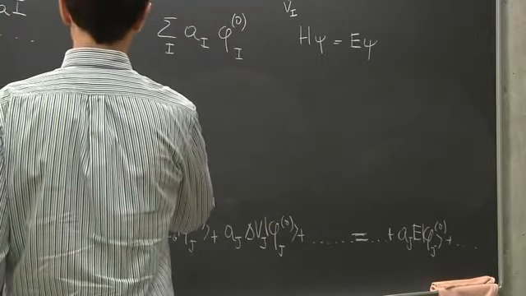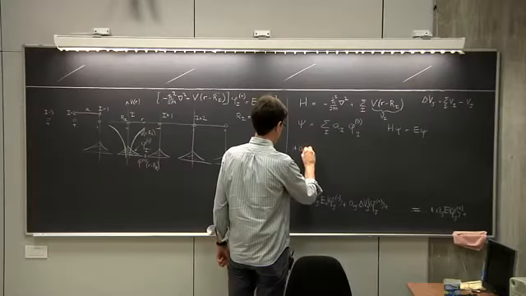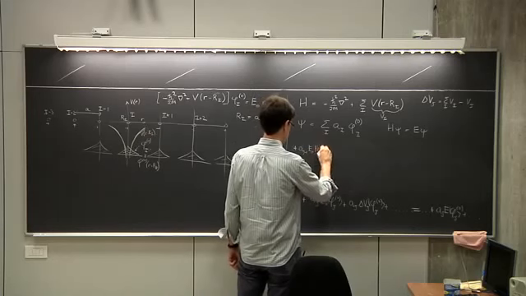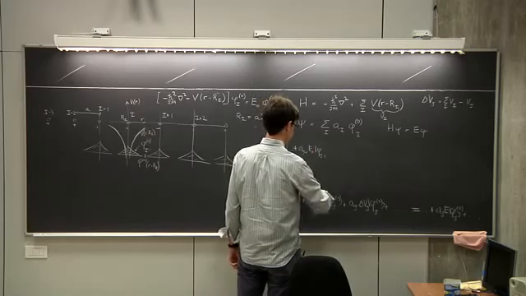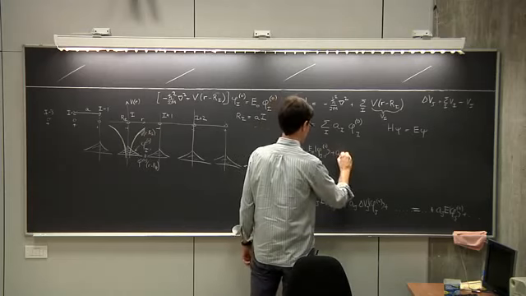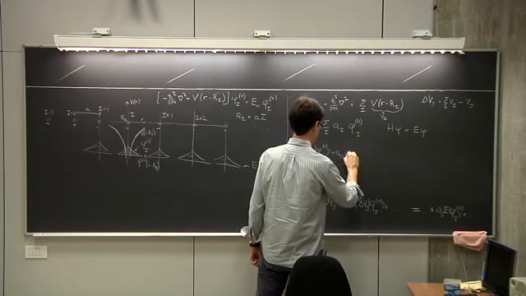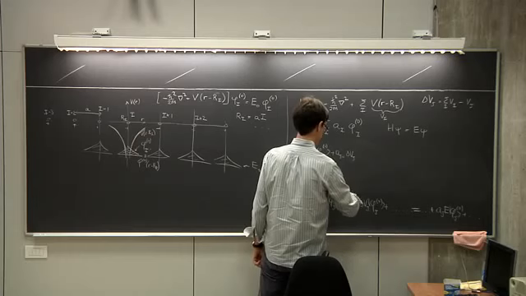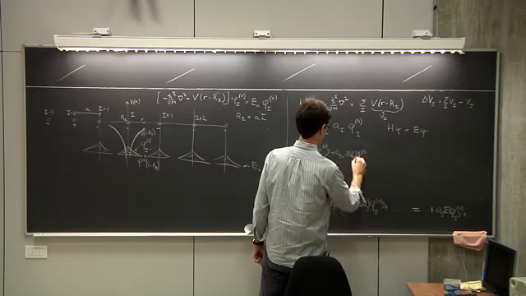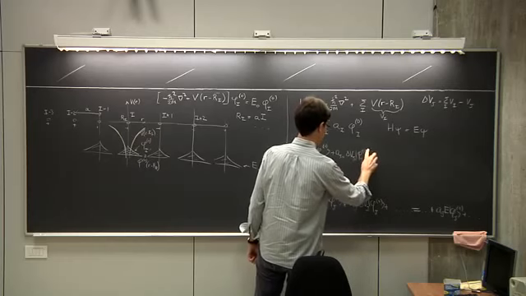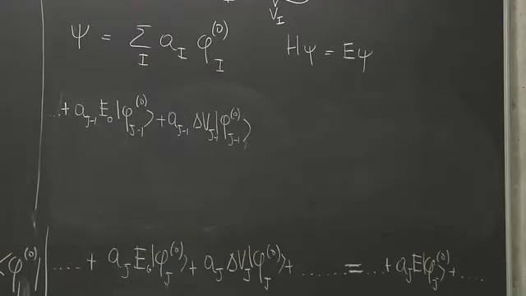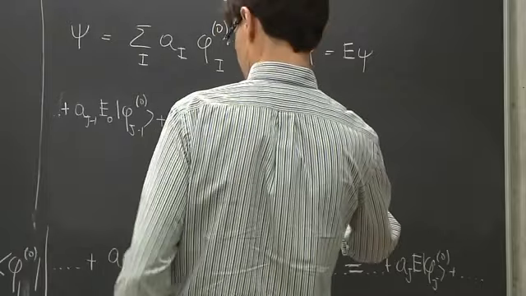So the term on the left side will be simply A j minus 1 E naught phi j minus 1 plus, minus 1 minus 1. Plus, there will be the term with j.